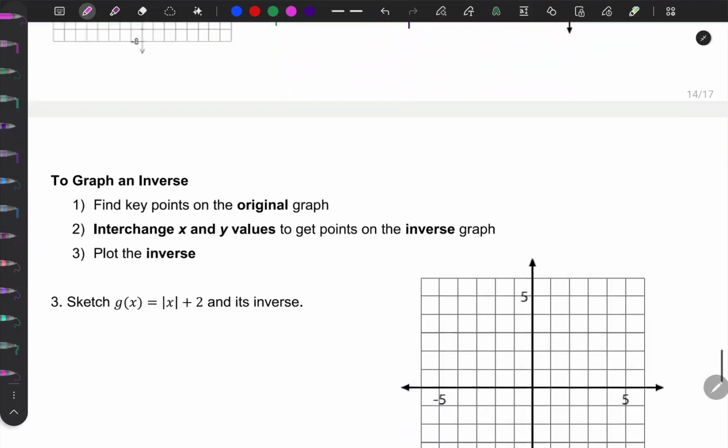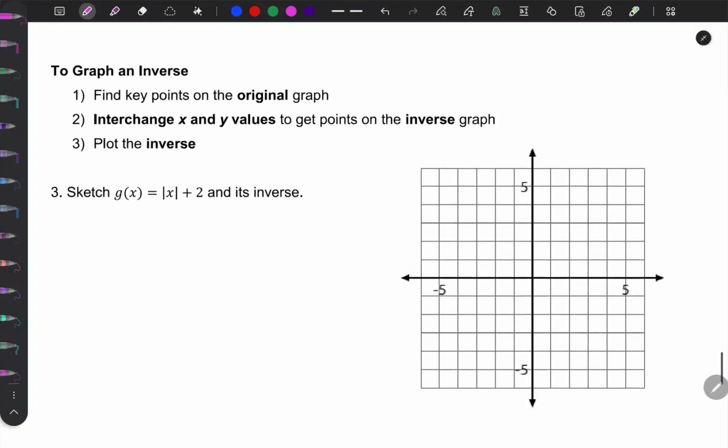So in general, to graph an inverse, we want to find key points on the original graph. We interchange our x and y values of those key points to get points on the new inverse graph, and then we plot the inverse. Let's do one example of that where we have to generate the graph ourselves. So we'll sketch the graph g of x is equal to the absolute value of x plus 2, and then we'll also sketch the inverse.